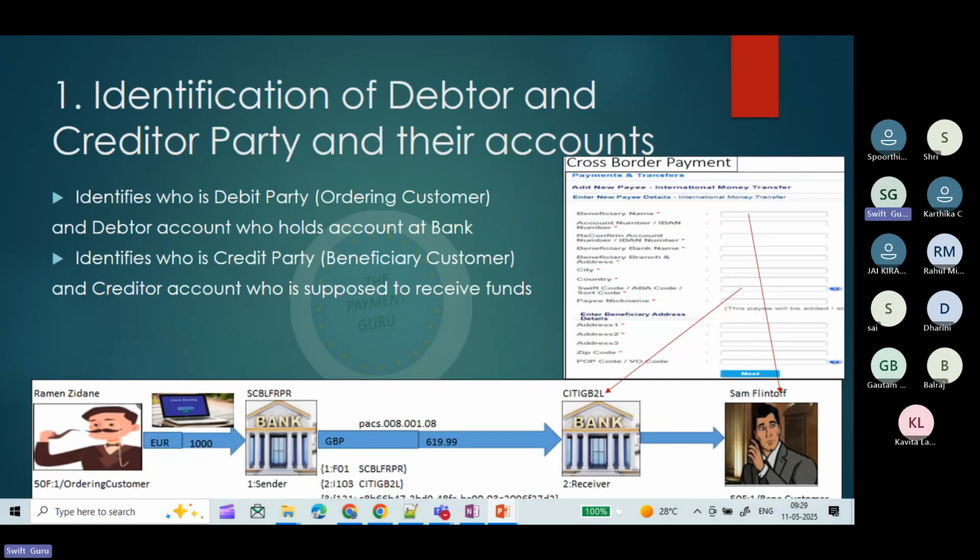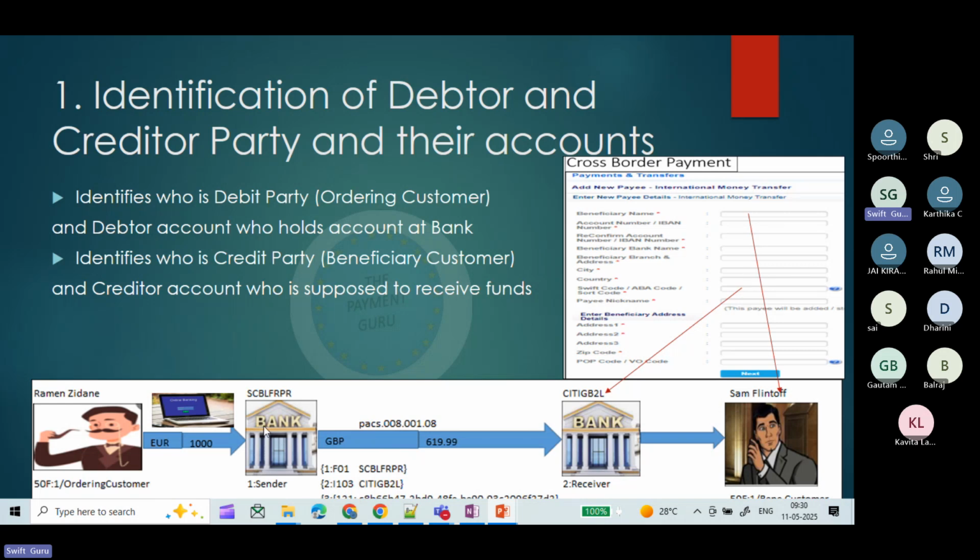So imagine you have initiated a transaction. In this case, Raymond Zidane, who is a person holding an account in this Central Bank France, has initiated a transaction where he wants to make a fund transfer to Mr. Sam Flinter, who holds an account in a Great Britain city. For that, he will provide all the details in the respective screen, providing the beneficiary customer account number, name, address, payment amount, etc. And they will submit a request.